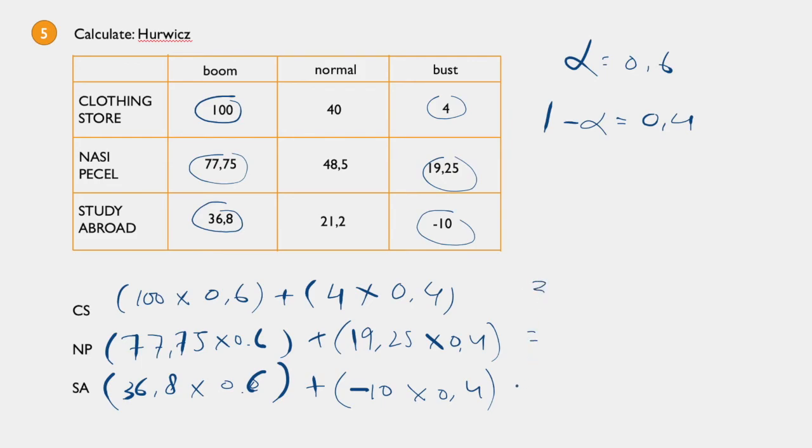Okay, so from these three equations we will have 61.6, 54.35 and 18.08. So from these three alternatives, the one which gives the maximum value is clothing store. So based on Hurwicz's criterion, we choose clothing store.